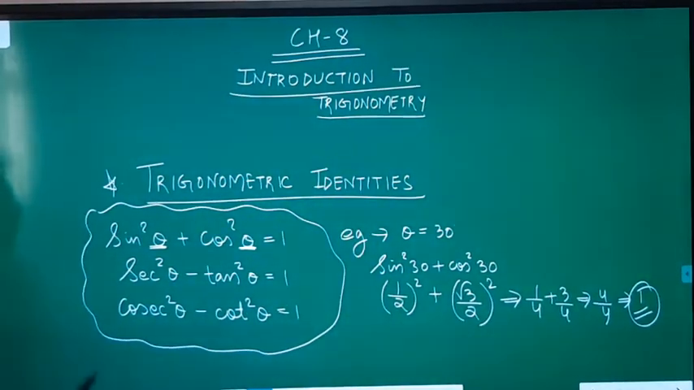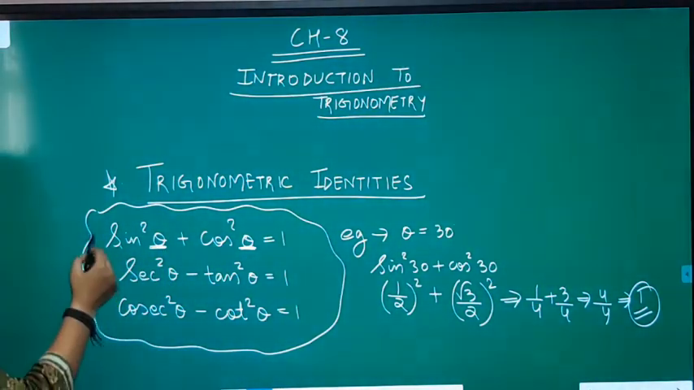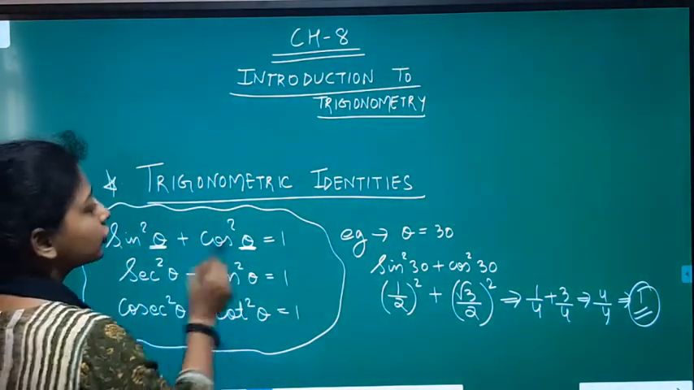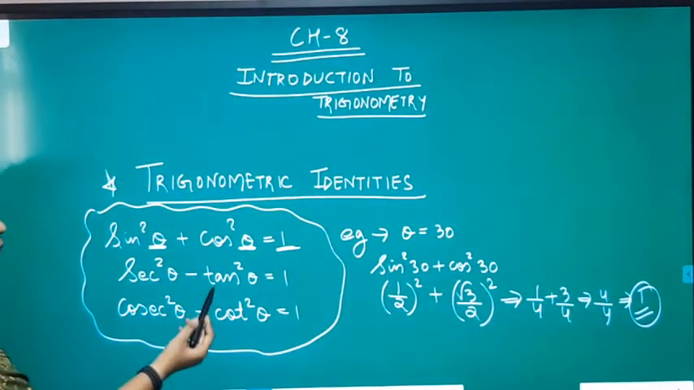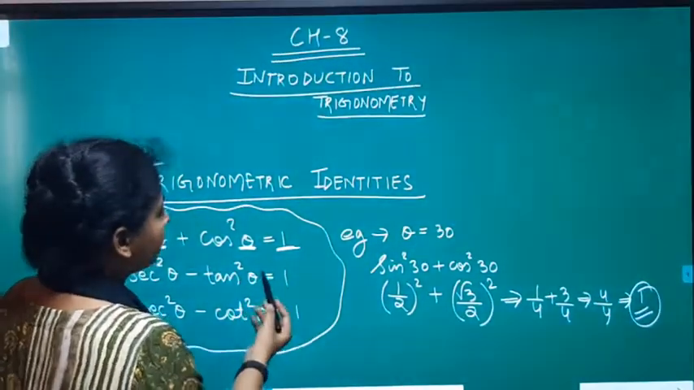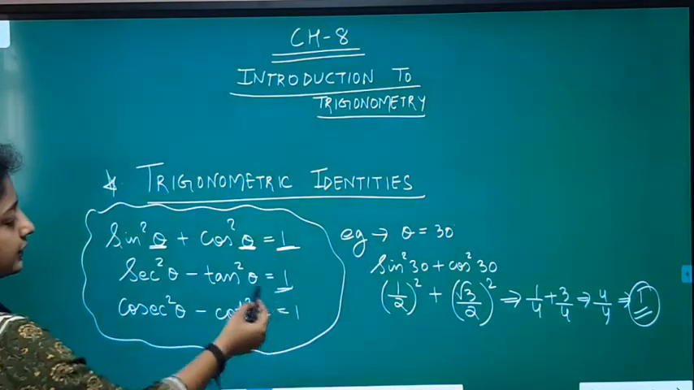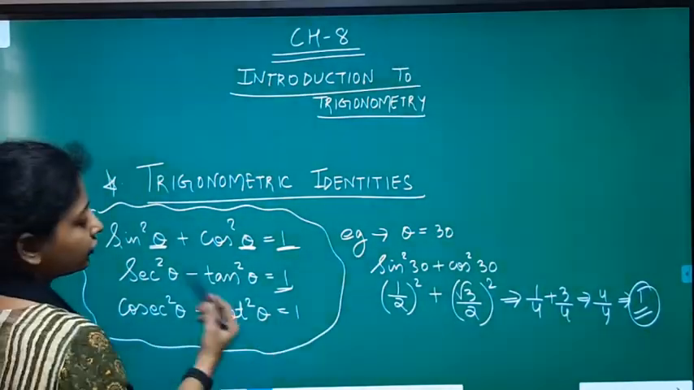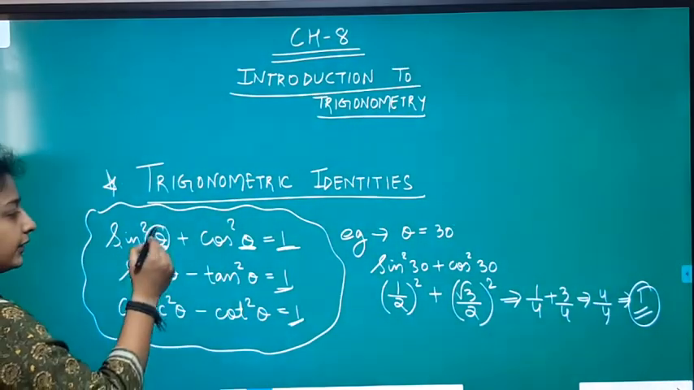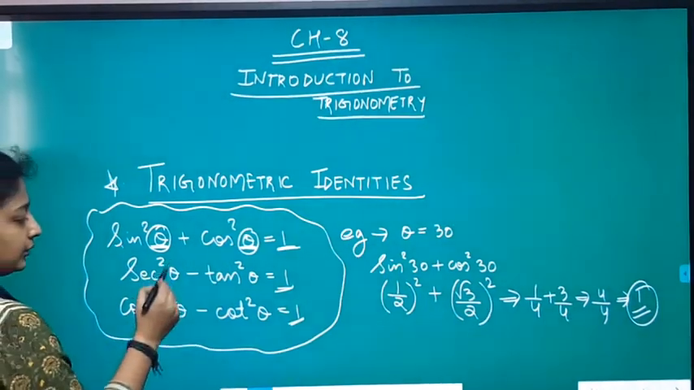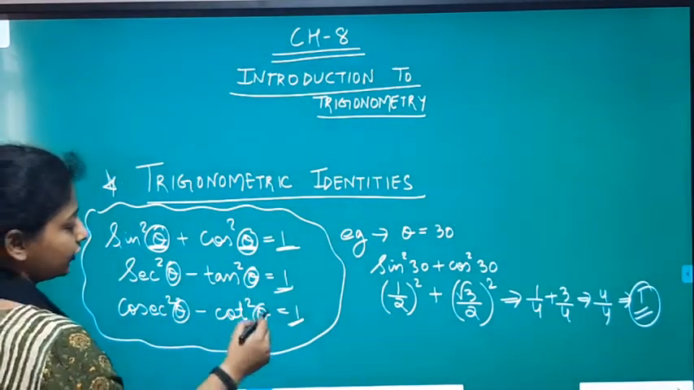This means whenever we take sine of some angle, square it, and then add it with the square of cos of the same angle, the result will always be 1. Similarly, in the second identity, if we take the sec of some angle, square it, and then subtract the square of tan of the same angle, we get the answer as 1. And cosec square theta minus cot square theta is also equal to 1. The trick here is that whatever angle we have here, the same angle should be here. Similarly here also and here also.